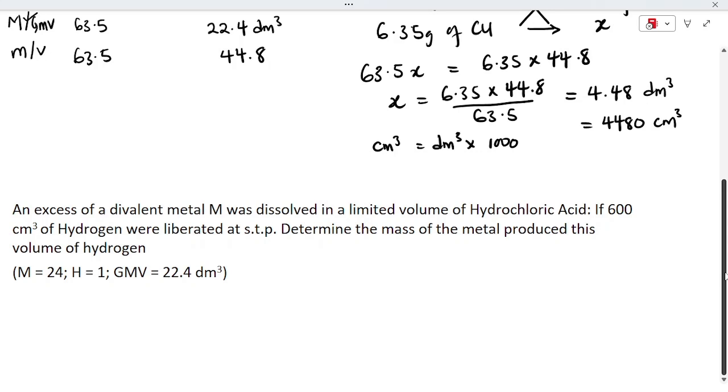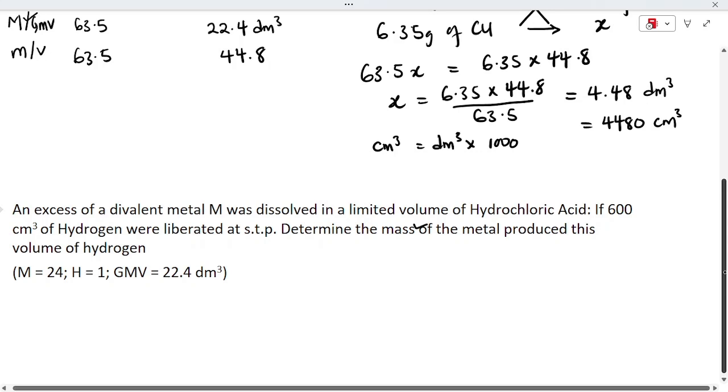Now the second question says, an excess of a divalent metal is dissolved in a limited volume of hydrochloric acid. If 600 cm cube of hydrogen were liberated at STP, again STP, determine the mass of the metal that produced this volume of hydrogen. So you can see we are dealing with the mass of the metal. That means we need M, and then the volume of hydrogen produced.